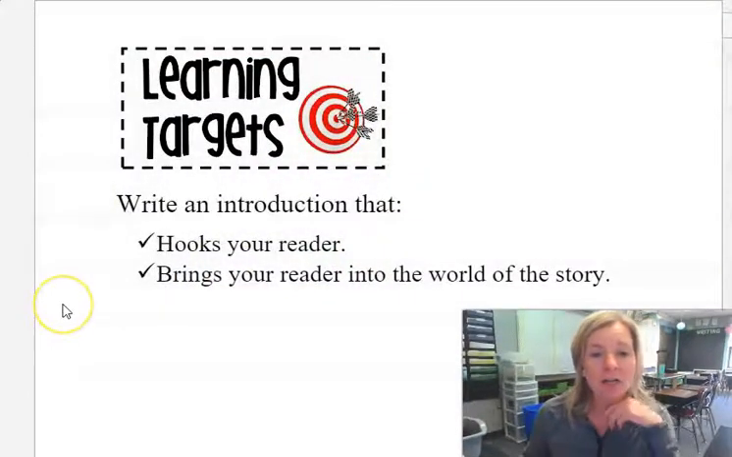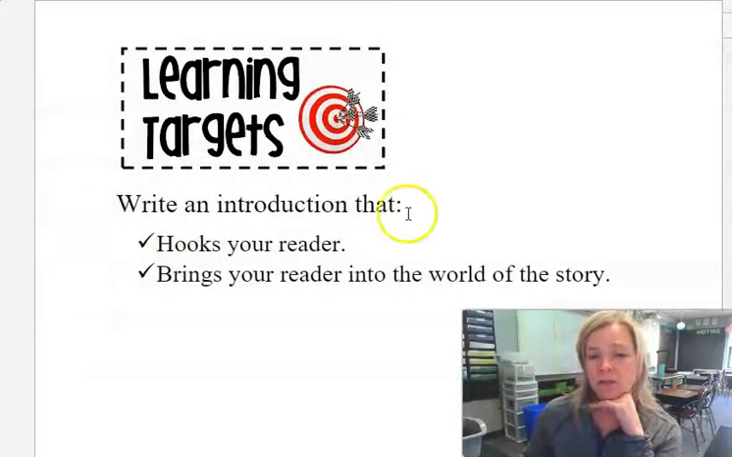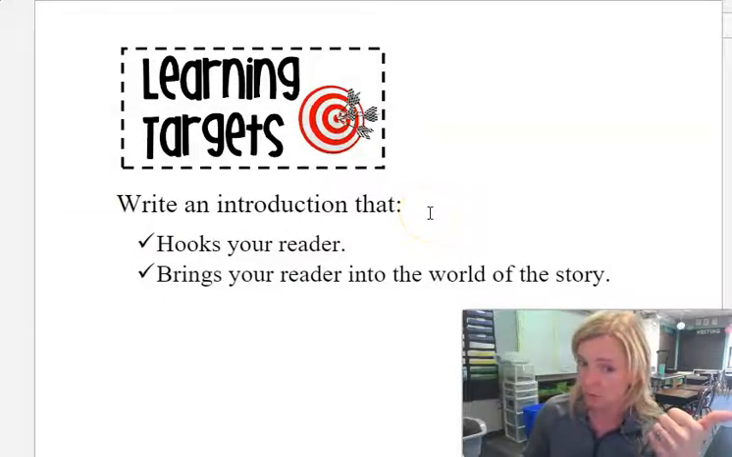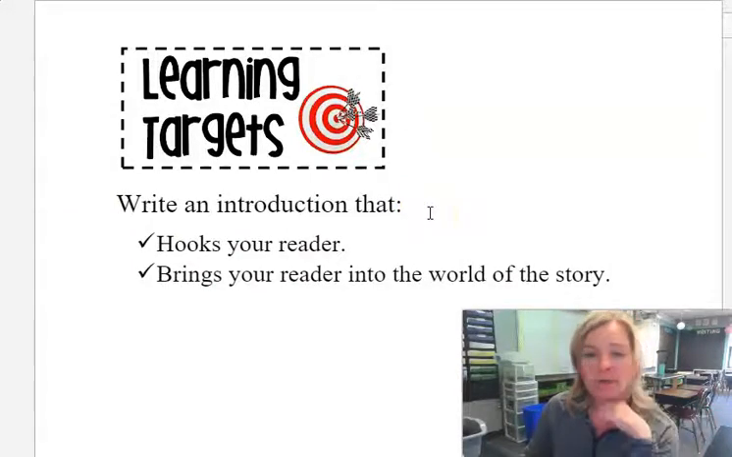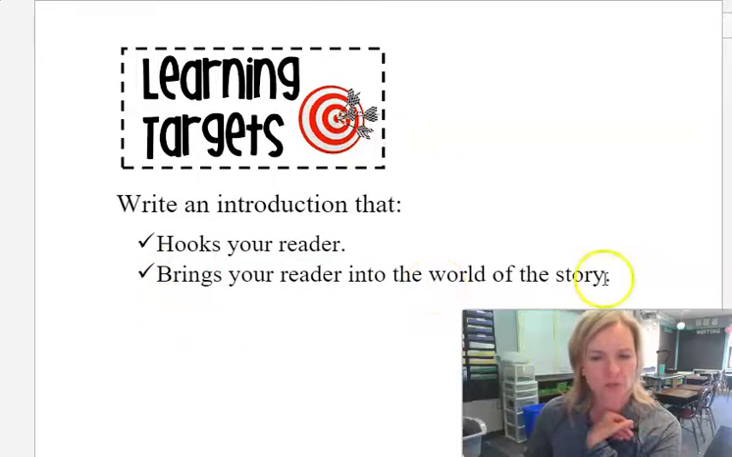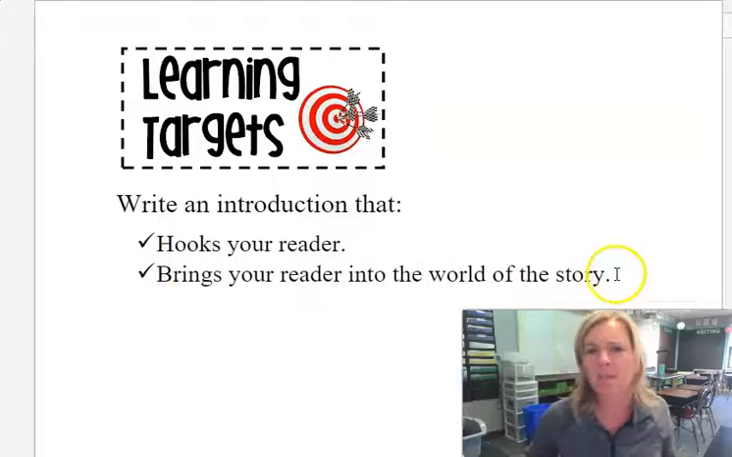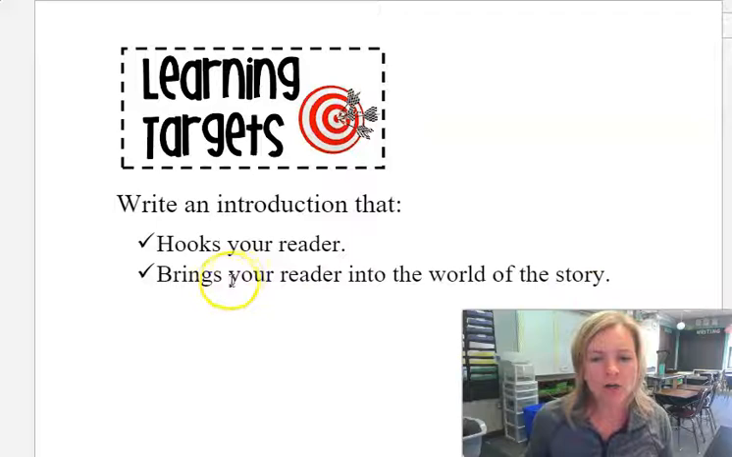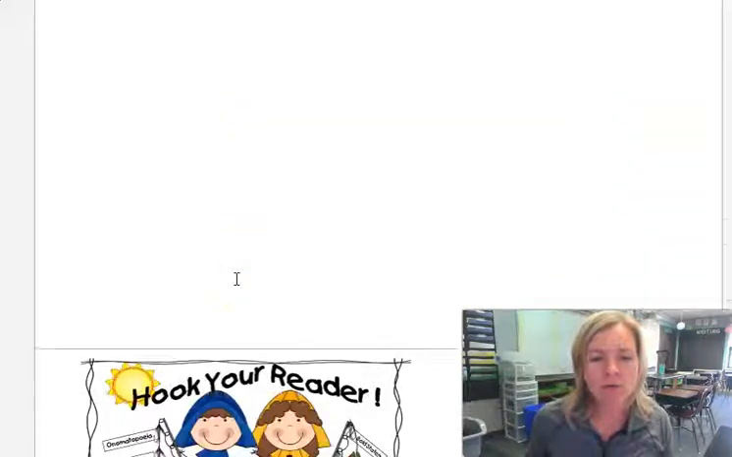So our learning target is to write an introduction that hooks your reader. Of course, you want to get them excited about reading your story. And you need to bring your reader into the world of your story so they really understand what's happening. So we're going to start with your hooks.